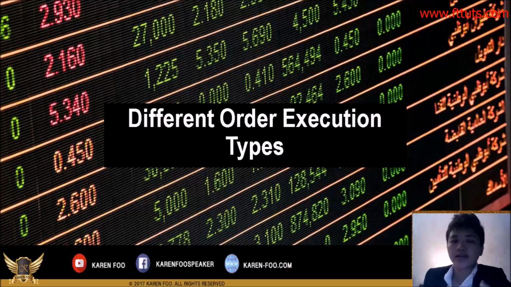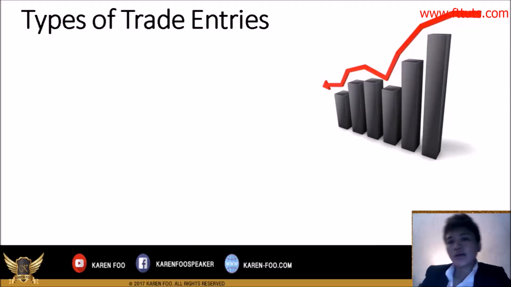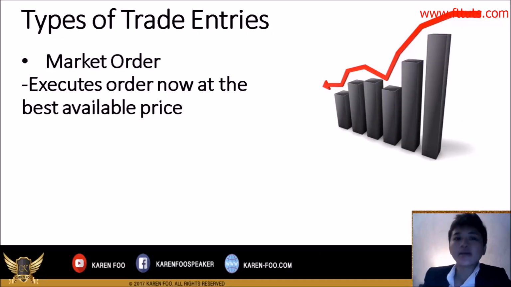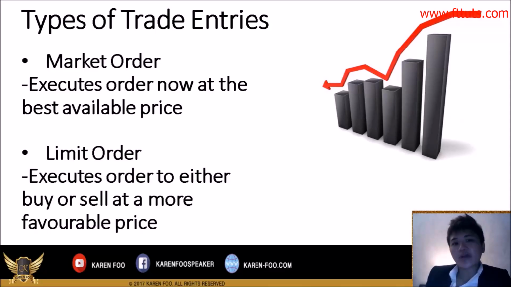So when you're a forex trader, there are different types of ways that you can execute your order. So what are the trade entries that you should take note of? Number one is the market order, and the market order allows you to execute the price right now at this moment at the best available price. To put it simply, it means that it gives you the ability to execute your order right now and not at a future time.